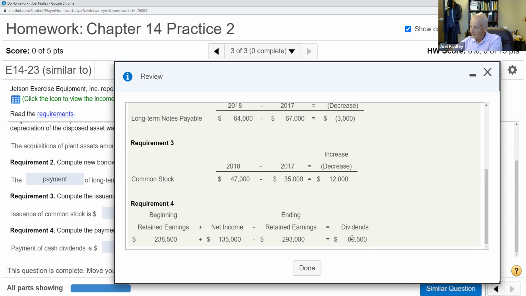Retained earnings. It's 238.5. Net income's 135. Ending retained earnings is 293.